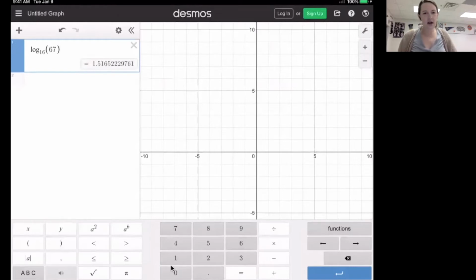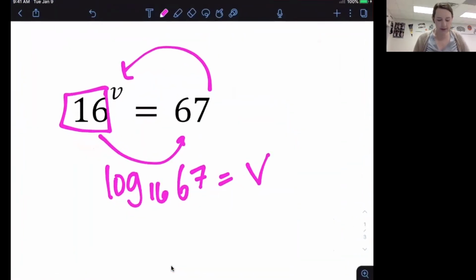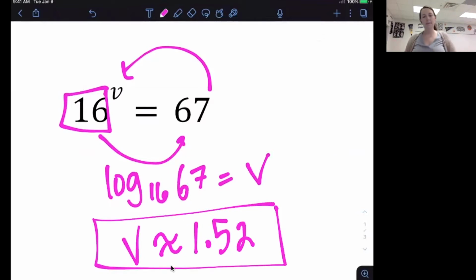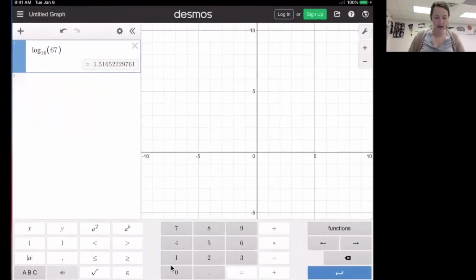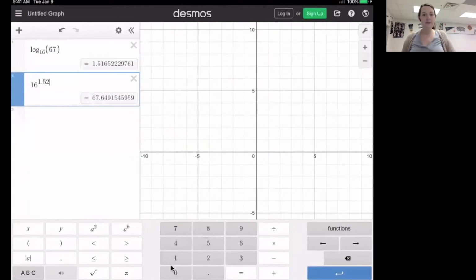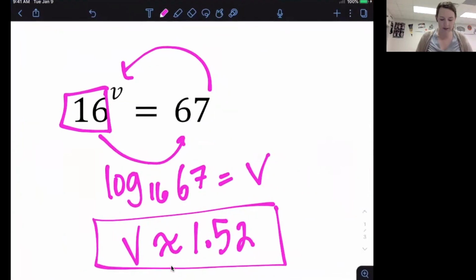And that gives us an answer of 1.52 when we round. So we can say v is approximately 1.52, which means that if I raised 16 to that power, we would get 67 as our answer. And we can type that in. It's not going to give us an exact 67 because, as you know, we did round that decimal, but it gives us 67.6. So very close.